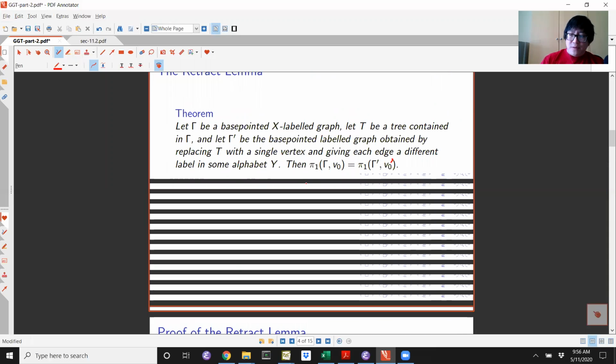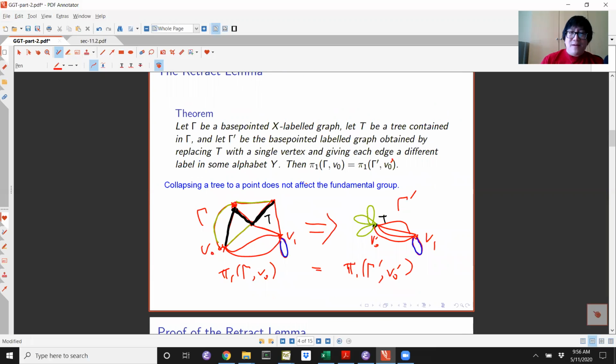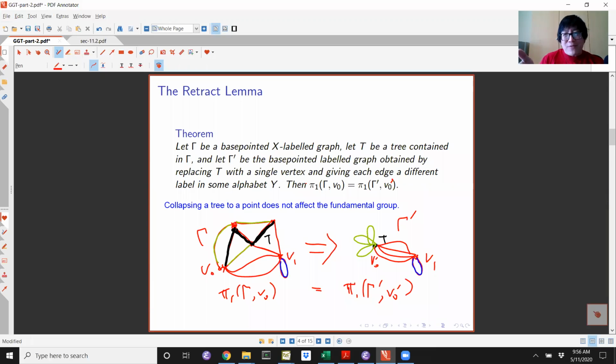So the retract. Oops. Yeah, you know, I'm very fond of my laptop, the laptop that I use for classes now. I've been spending a lot of time here, but there's some kind of problem with the rendering. Oh well. Anyway, so the retract lemma.